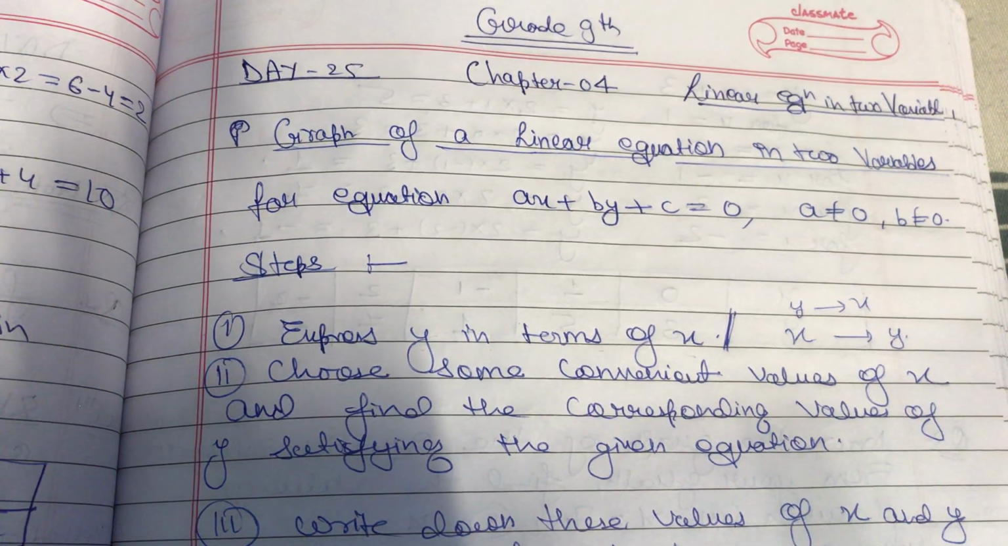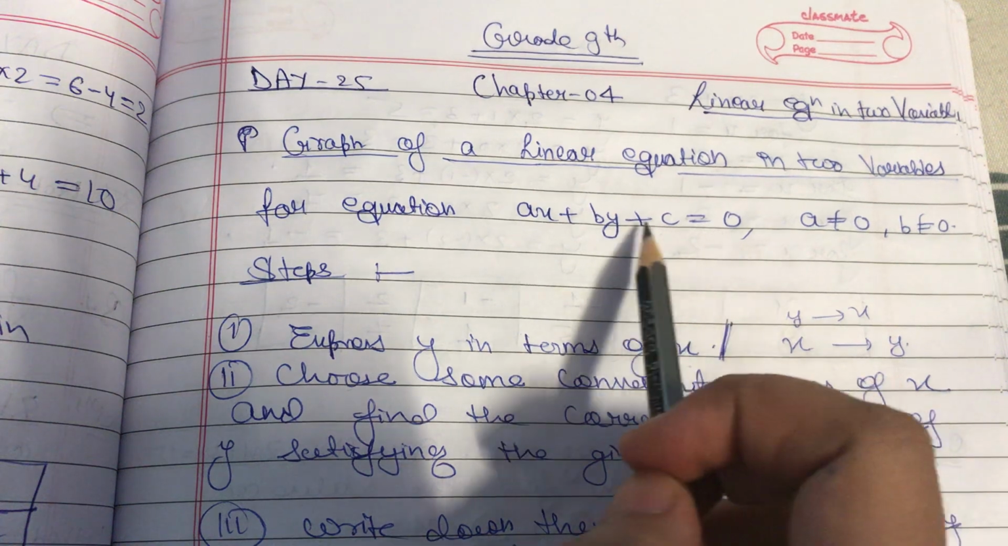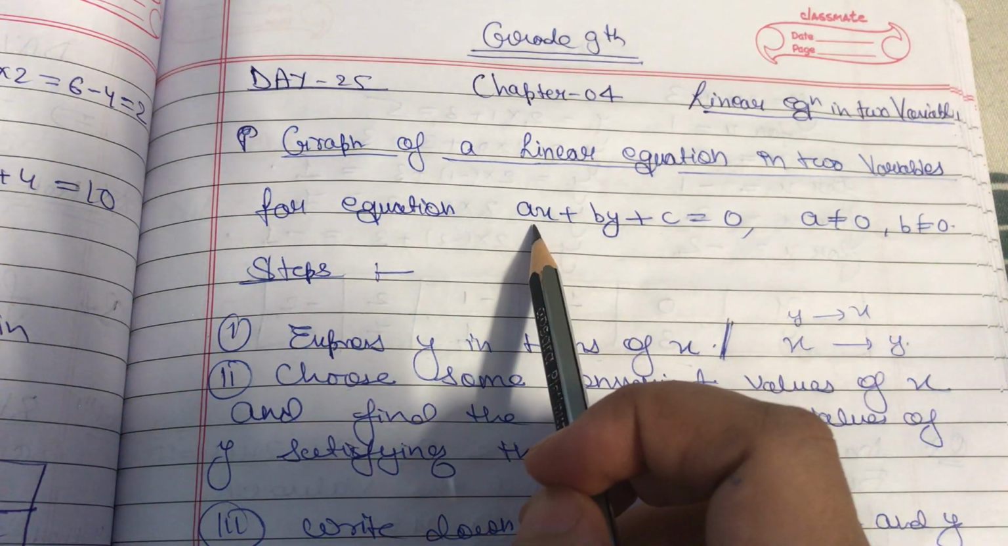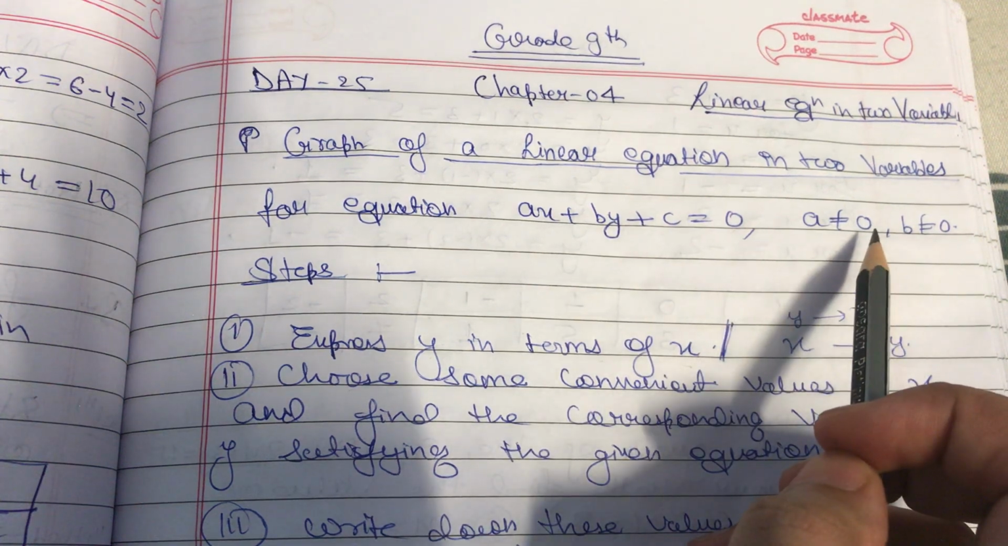Hello everyone, this video is for grade 9, day 25, chapter 4 and the topic is linear equation in two variables. In this video, we are going to learn to plot graph of a linear equation in two variables. We know that ax plus by plus c equals to 0 is the standard form of the equation of linear equation in two variables where a and b should not be equal to 0.